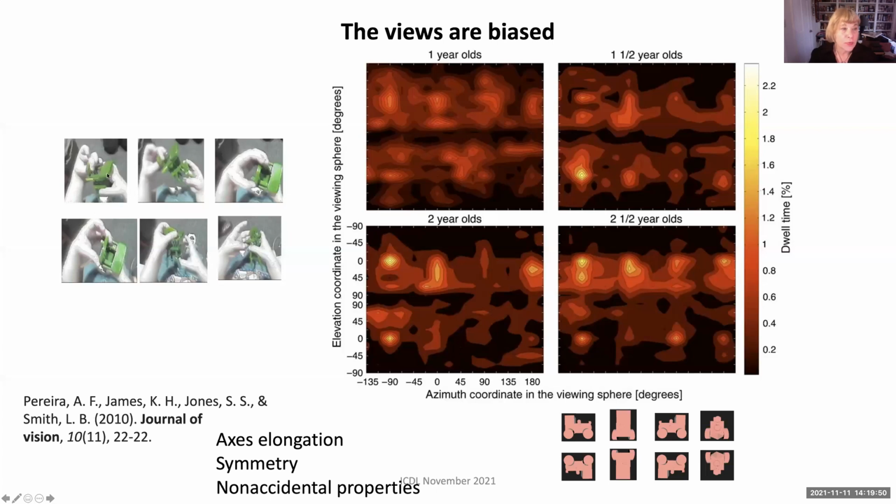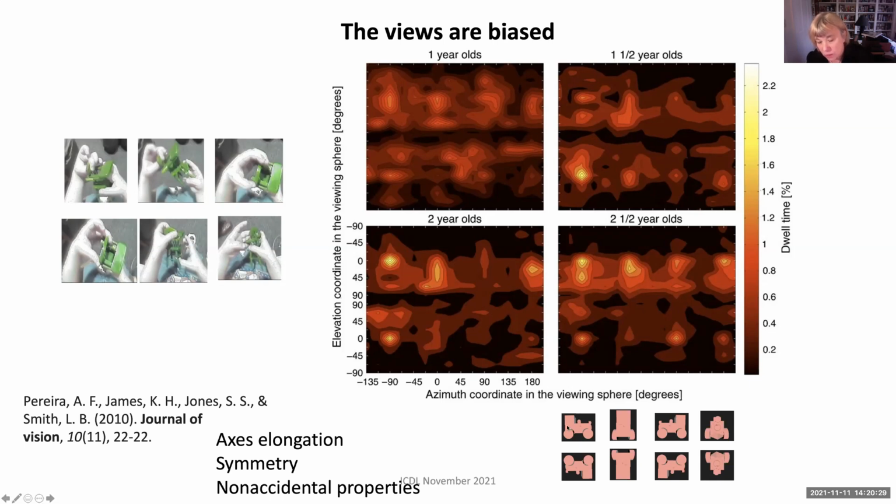And what we're doing here is we match the views babies show themselves to all the possible views in a sphere around the object. And what you see is those views are biased. It's really clear in the 2-year-olds. This part of the viewing sphere, what we've done is taken the sphere and flattened it, just like a map of the globe, okay? These are views here where the object is held upright, what we would call top and bottom. They're biased to that, and they are biased to views that are what are called in the field planar views.